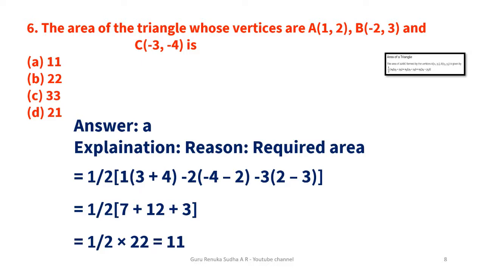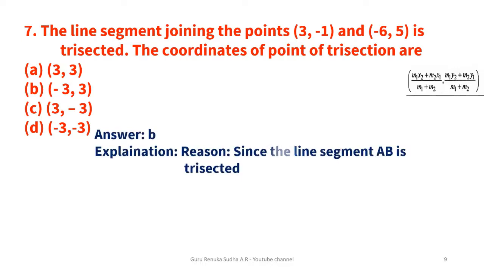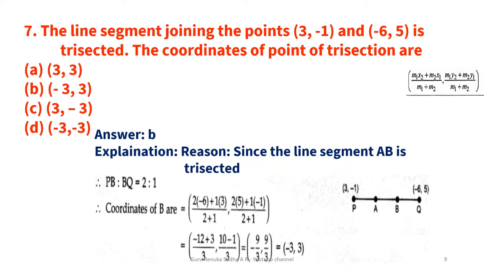In the seventh question, a line segment joining the points (3, -1) and (6, -5) is trisected. That means the line segment is divided into 3 equal parts. We have to find the coordinates of the points which divide the line into 3 parts. That means P and Q are given, and we have to calculate AB. Here you have to apply the section formula for points dividing internally, that means the positive case, so we apply the first formula and calculate.